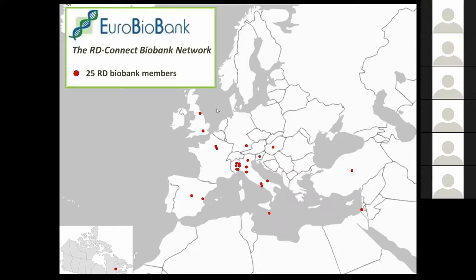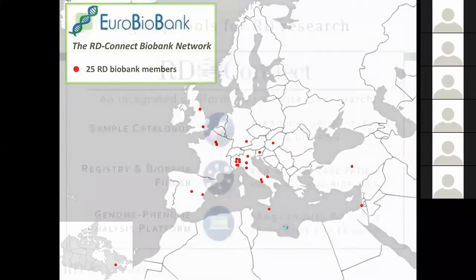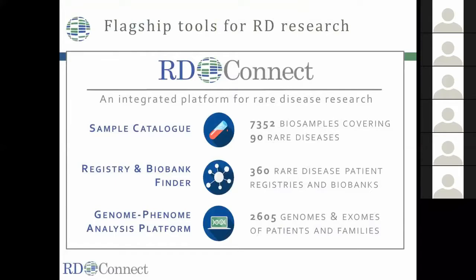I will continue. So now RD-Connect has developed several flagship tools for rare disease research. There are three major flagship tools: the Sample Catalogue, which we'll look at in more detail today; the registries and biobank finder, a directory of rare disease registries and biobanks; and the genome-phenome analysis platform, allowing researchers to do genome-phenome analysis directly online.